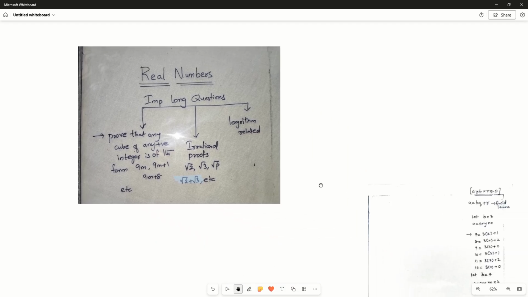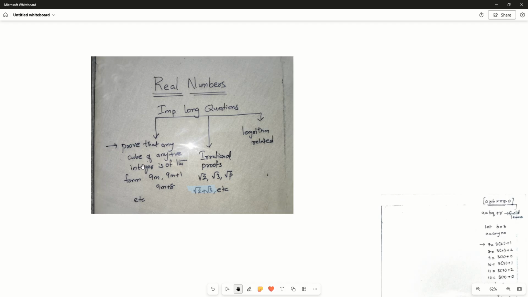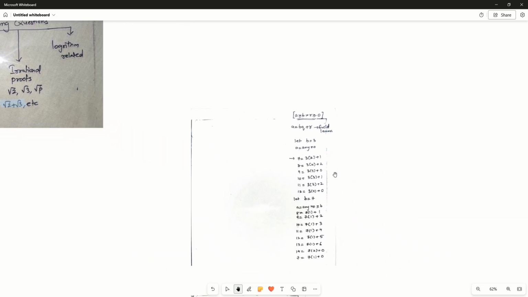Alright, so first we will move on to prove 9m, 9m plus 1 and 9m plus 8, where we need to prove that. Before jumping in to understand this, first we have to understand the Euclid algorithm, Euclid lemma.